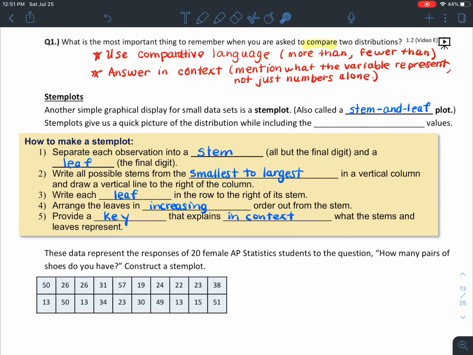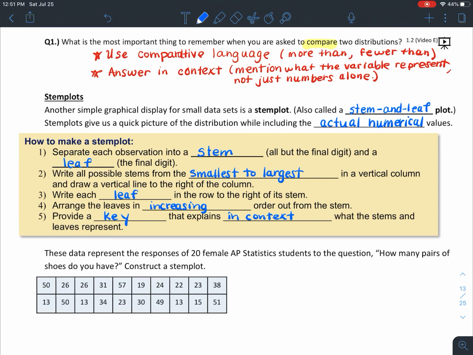So the other type of graphical display that we're going to look at, I know we looked at a dot plot, which we said was the simplest type in the previous video, is something called a stem plot. It's also sometimes referred to as a stem and leaf plot. Okay, and stem plots basically give us a quick picture of the distribution, but here's the advantage of a stem plot over a dot plot, is it preserves the actual numerical values.